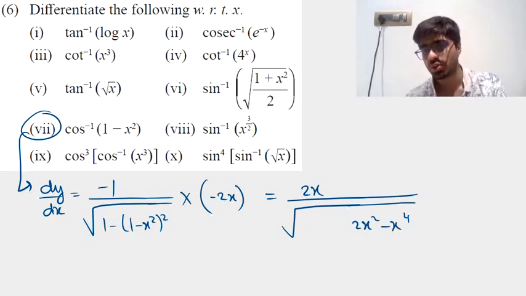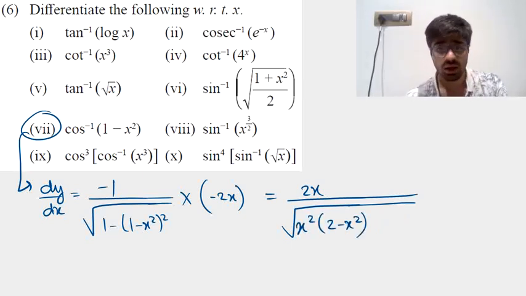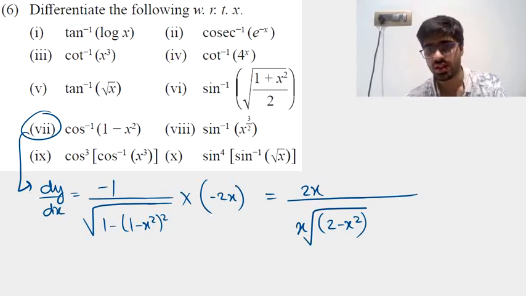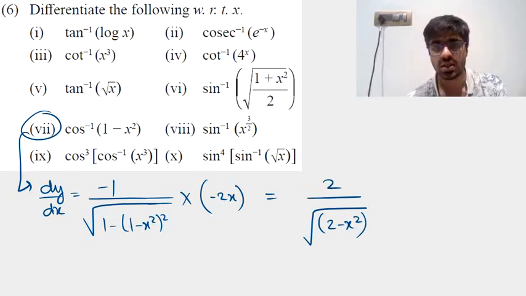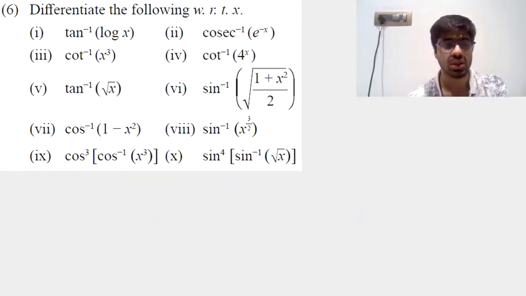And then you can pull out an x square common from the two terms. So you have x square common, and 2 minus x square is left inside the bracket. Now root over x square will simply be equal to x. So we are left with x root over 2 minus x square. x gets cancelled up and down, and 2 upon root over 2 minus x square is the final expression of dy by dx. Yeah, so that's the answer for the 7th question.